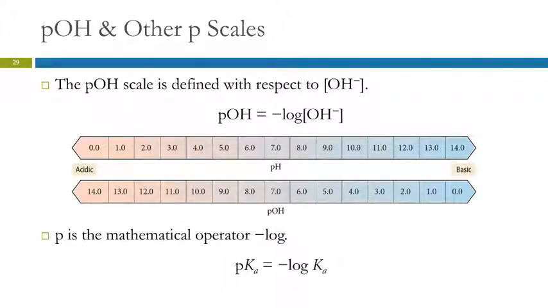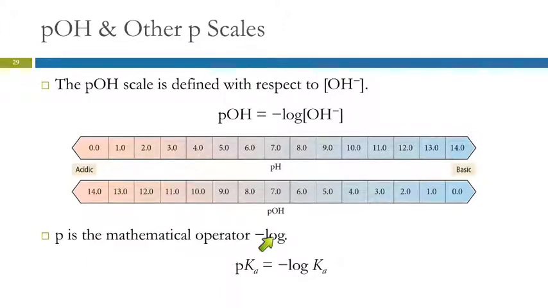Well, you can do pH. You can do P of other things. So we have other P scales. You can talk about pOH, so this is with respect to hydroxide ion concentration. pOH is the negative base 10 log of the hydroxide ion concentration. You can do pCalcium. It's the negative log of calcium ion concentration. So P is a mathematical operator that means negative base 10 log of.